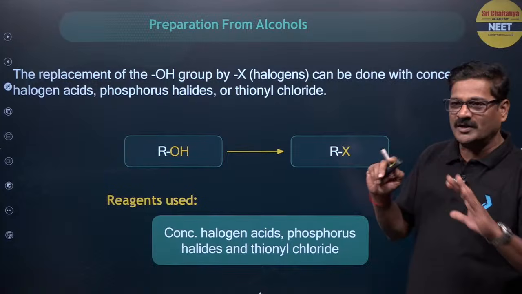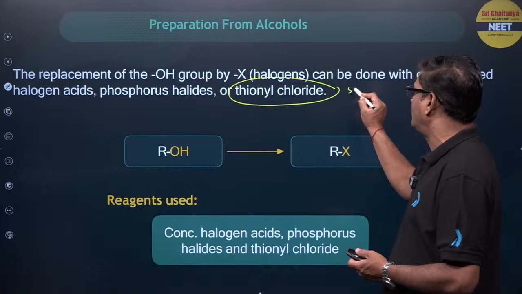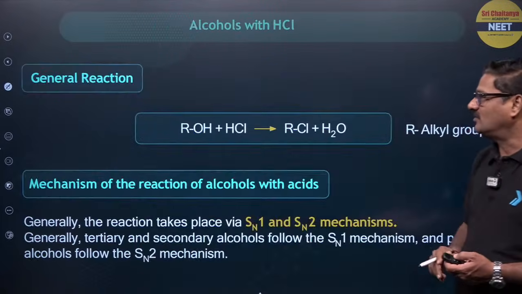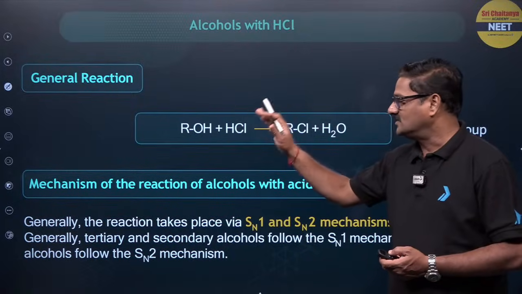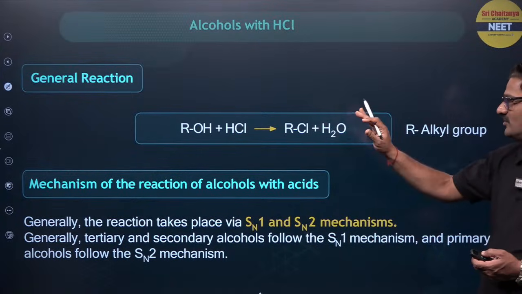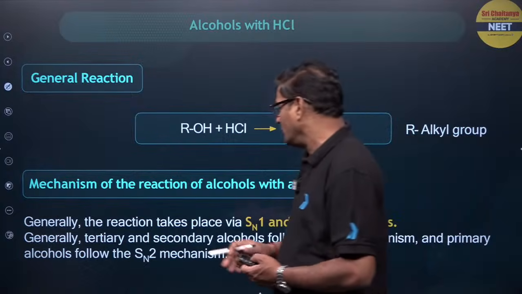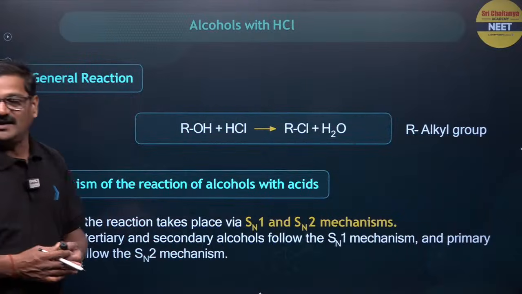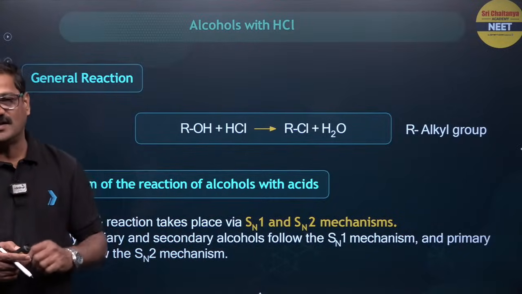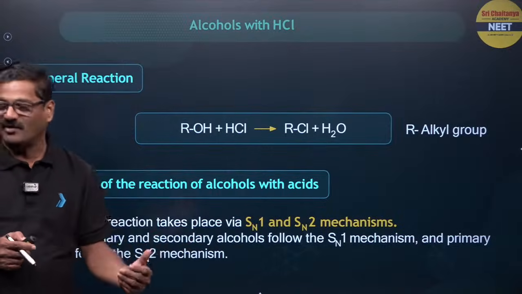So many methods are there, bacho. Among so many methods, thionyl chloride, SOCl2, is the best method. I will show you why. Now let us see. Alcohol, generally, I just want to say, alcohol reacts with HCl to give us alkyl chloride plus H2O. And the mechanism is very important. It requires either SN1 or SN2. If it is a tertiary alcohol, it prefers SN1 because it has to form a carbocation.